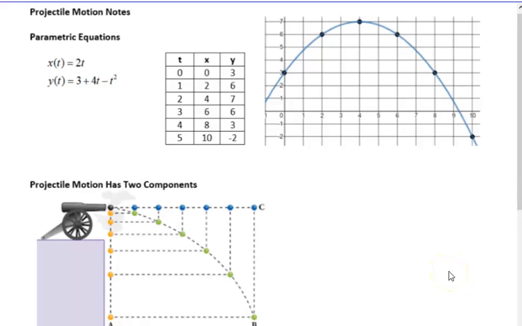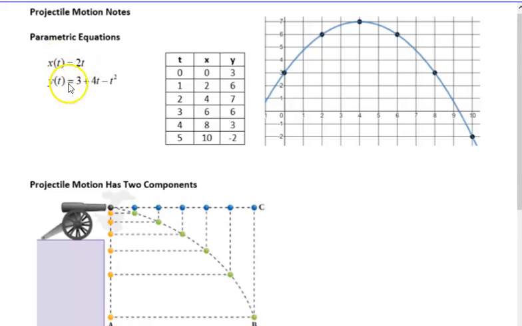A commonly used application of vectors is in projectile motion in physics. Projectile motion involves using a set of equations called parametric equations. And actually a parametric equation, singular, involves a pair of relationships where x and y are both related to a third variable called t. And it's called t because it usually represents time in application problems.